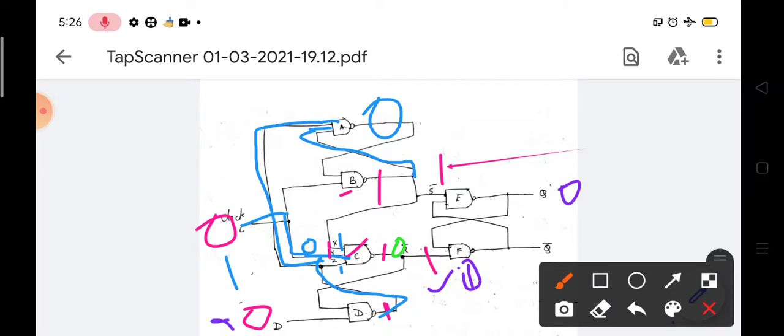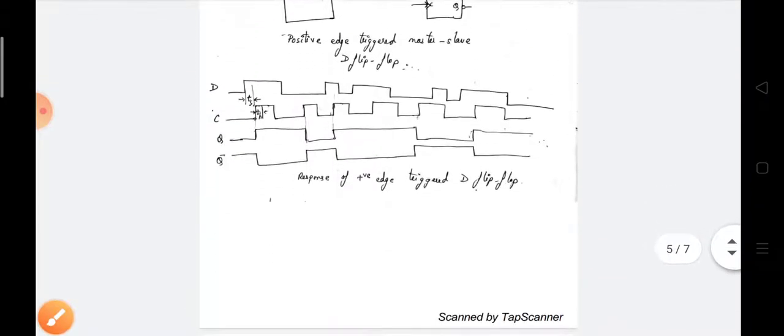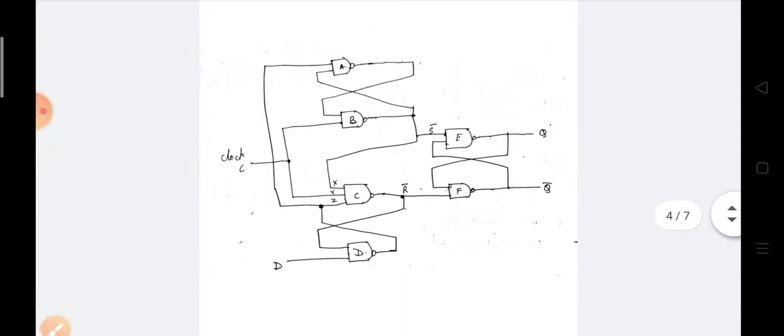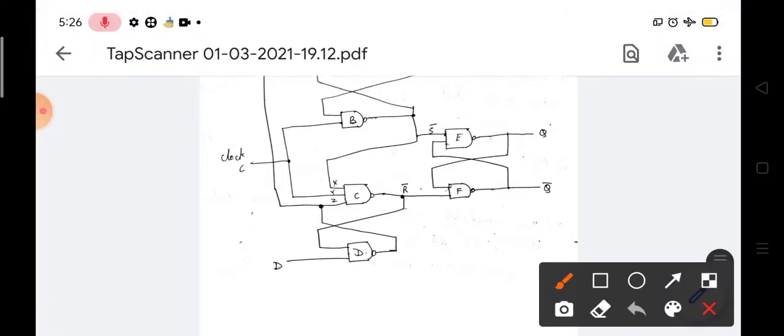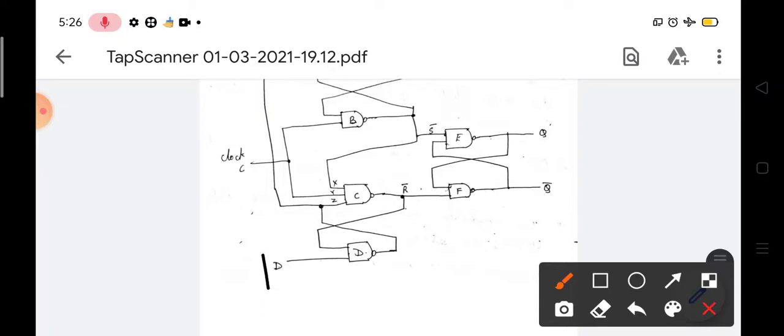In a similar way, you can also carry out the analysis when D is changed to 1. The respective PDF I have already sent to you. You just go through the PDF. You first analyze the D flip-flop with D input as 1. I have explained 0. With D input as 1, you analyze when the clock is 0, then you analyze when you set the clock to 1. Once you do it from your side, then you go back to the PDF which is sent.